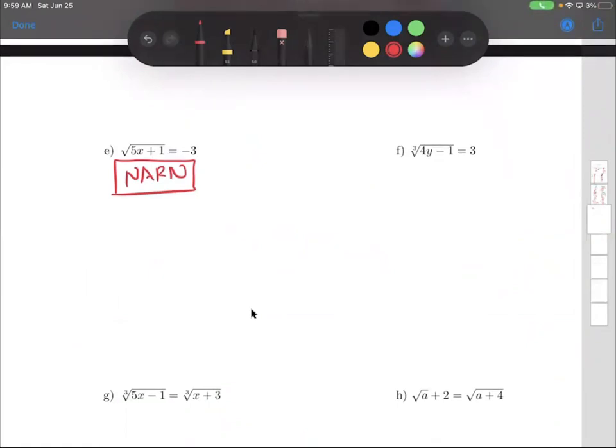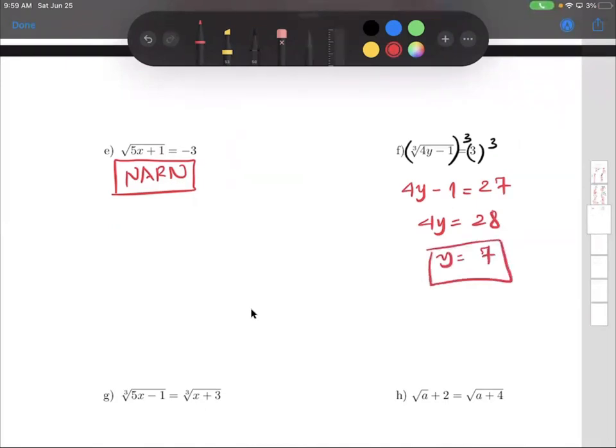What about F? Well, I need to get rid of the cube root. A power of 3 will get rid of the cube root, right? And you have to do it on both sides. So on the left hand side, the cube and the cube root cancel. So just 4y minus 1. On the right hand side, 3 cubed is 27. Add 1, so 4y equal 28. Divide both sides by 4, y equals 7. And I will leave it for you to check.